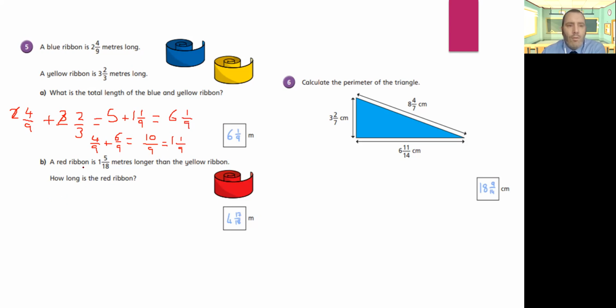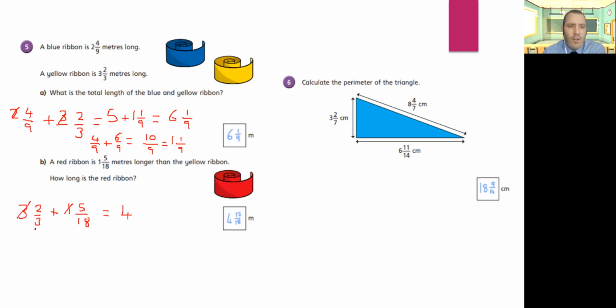Part B, a red ribbon is 1 and 5/18 of a meter longer than the yellow ribbon. How long is the red ribbon? So we know from part A, our yellow ribbon is 3 meters and 2/3 of a meter long, and we need to add on an extra 1 meter and 5/18 of a meter. So again, I'm going to take my whole numbers off. So I've got 3 add 1, that's going to make 4.